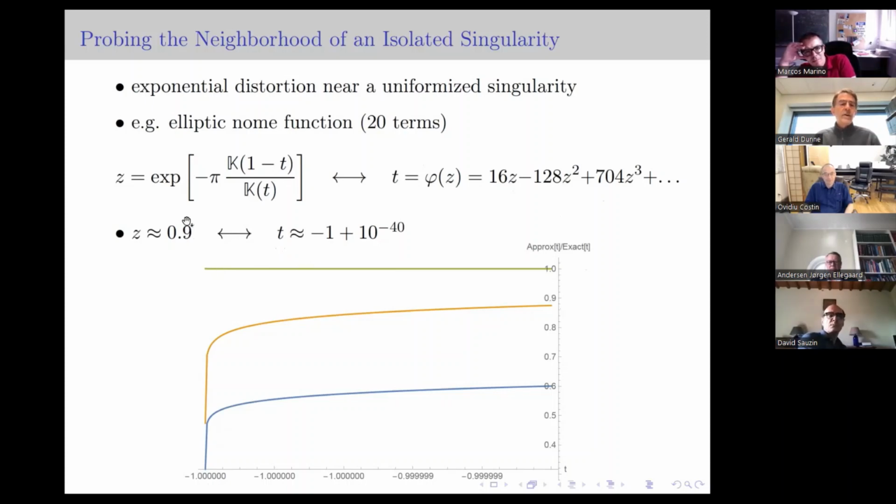And in fact, what's going on here is, due to this exponential distortion, if inside the Z disk you want to get close to 1, which say is just 0.9, that means you're probing T close to the singularity at the order of 10 to the -40 precision. And this is generic, this type of behavior. Near these singularities, this is what happens with the uniformizing map. And this is part of the reason why you get such dramatic increase in precision.